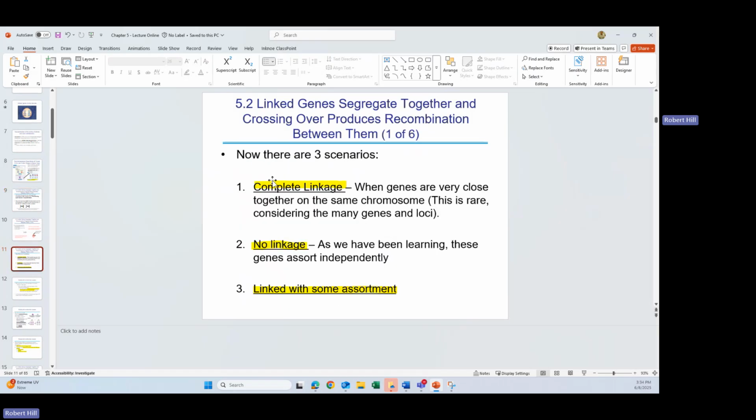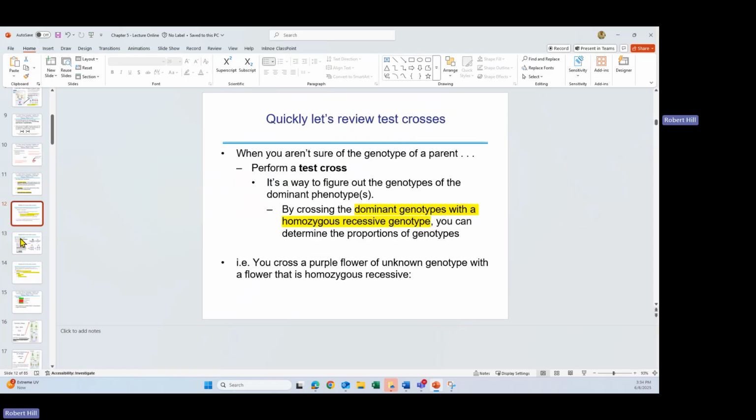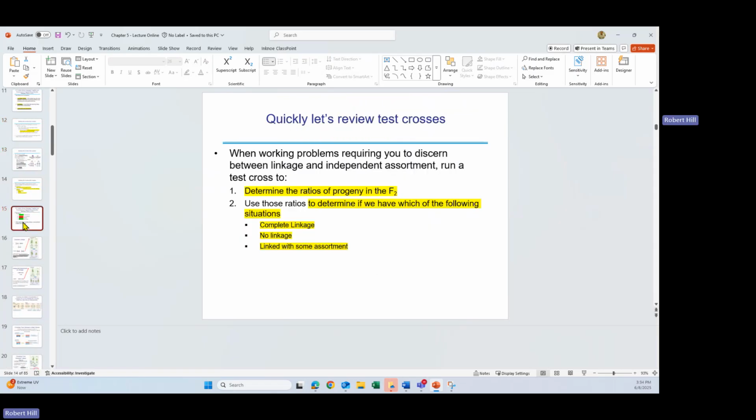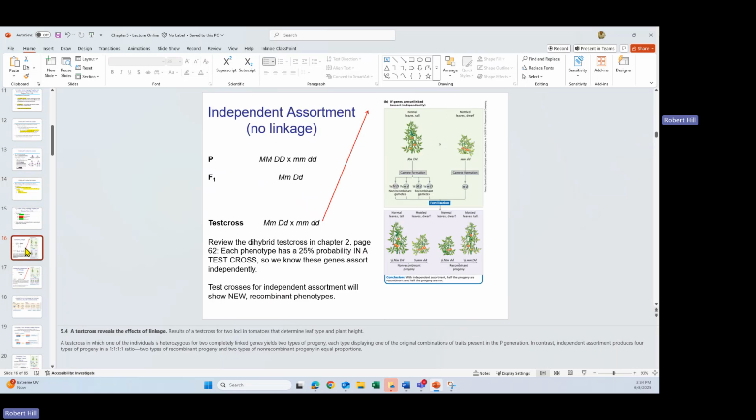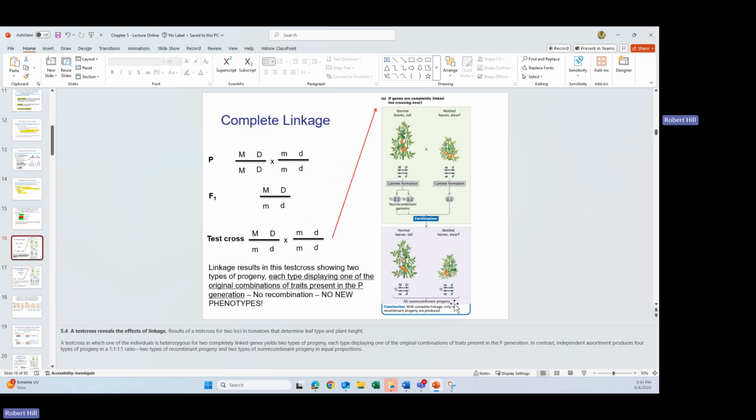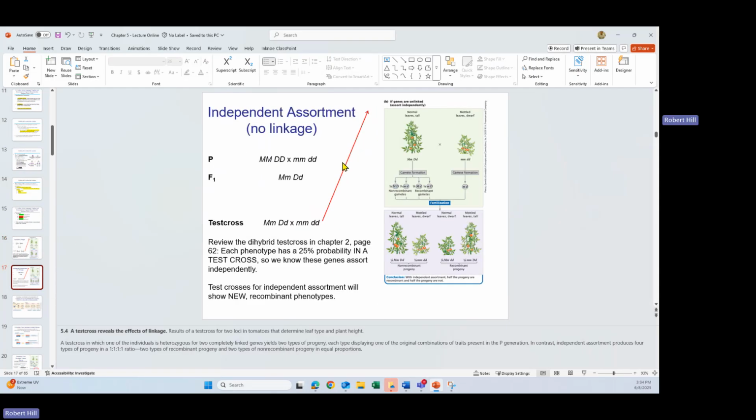Now you should understand the importance of these three scenarios, right? Complete linkage, no linkage, linked with some assortment, which is where you have linkage with crossing over, and those test crosses, these guys right here, right? Complete linkage, you get the 1-to-1 with the test cross. And when you have no linkage, you're basically doing what we did before, Mendelian independent assortment, you get the 25% all across with the test cross, right? The test cross is the F1 heterozygote crossed with the homozygous recessive.